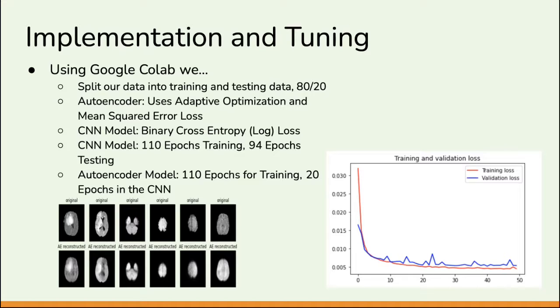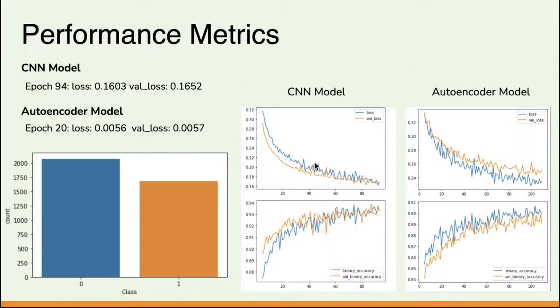The CNN model used 110 epochs in training and 94 epochs in testing, and the autoencoder model used 110 epochs for training and 20 epochs in the convolutional neural network. We decided on these epochs by using the elbow method, which is a clustering method that consists of plotting the explained variation as a function of the number of clusters and picking the elbow of the curve as the number of clusters to use. Performance metrics.